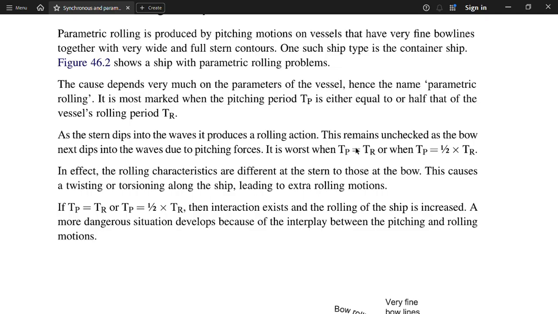You have to remember it not only from an exam point of view, but also from your stability point of view, or when TP is equal to half of TR. In effect, the rolling characteristics are different at the stern to those at the bow. This causes a twisting or tossing alongside the ship, leading to extra rolling motion.